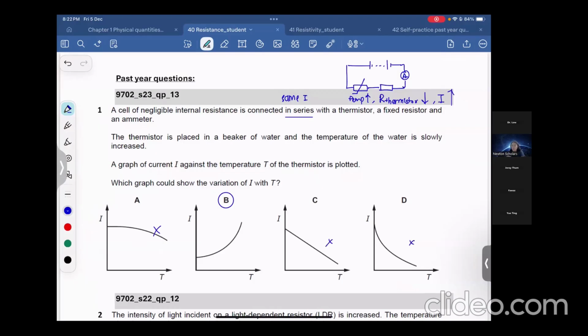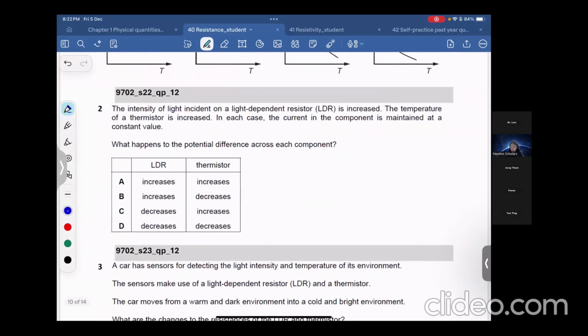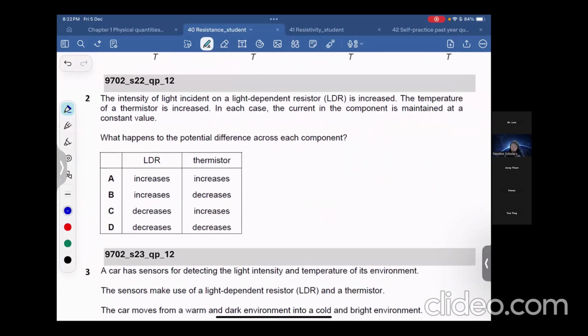They are decreased. Only B is increased. So only B is the correct answer. Okay? So goes to question number 2. The intensity of light incidence on the LDR increase.